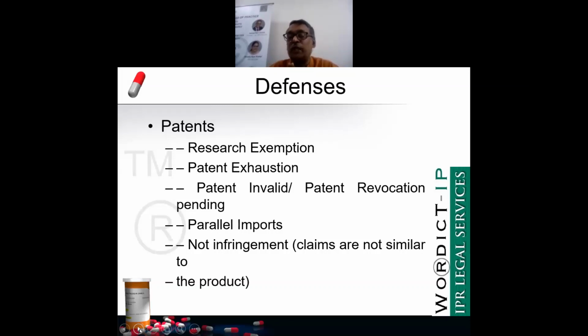Non-infringement is generally taken in patents relating to pharmaceuticals, biological and molecular biology patents, things like that. There, claims are not similar is one ground that can be taken by the defendant, which is one of the defenses. Next slide, please.